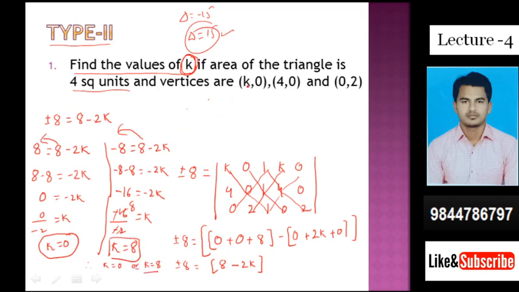It means this will contain two values, either 0 or 8. You can substitute k equal to 0 and find the area of the triangle. We get the value plus 4. If again you substitute k equal to 8 and find the area of the triangle, we get the value minus 4, isn't it? So the 0 and 8 indicate two kinds of area. One is plus 4, one is minus 4.